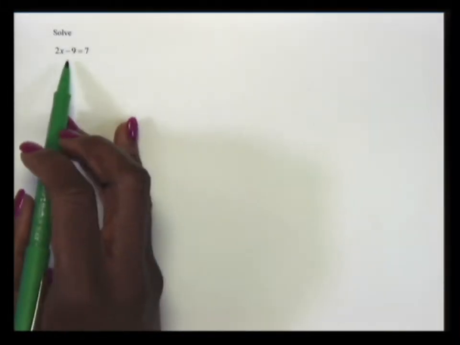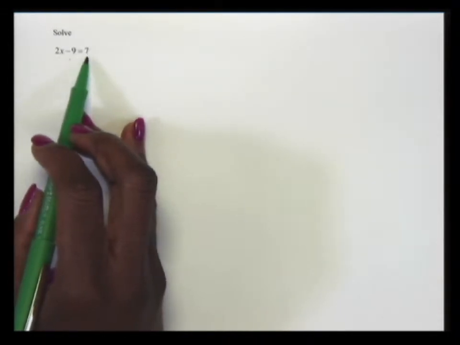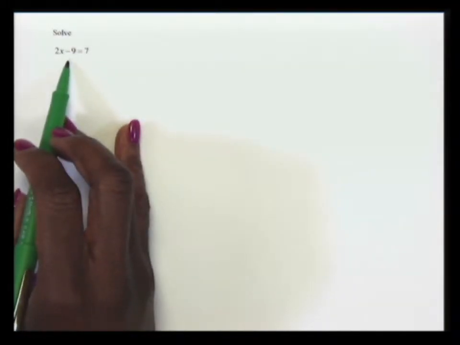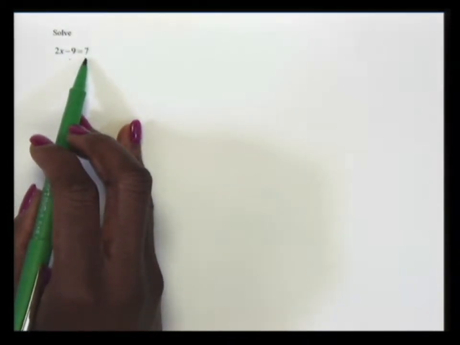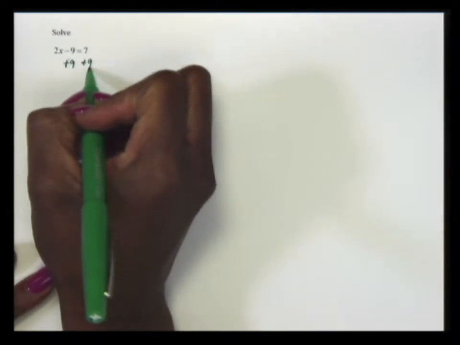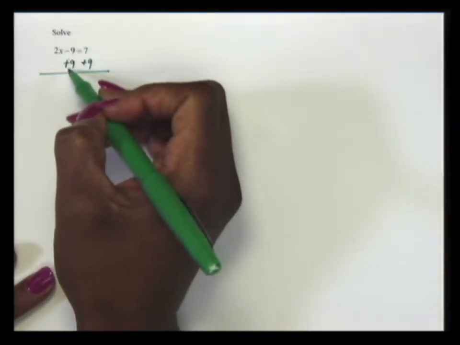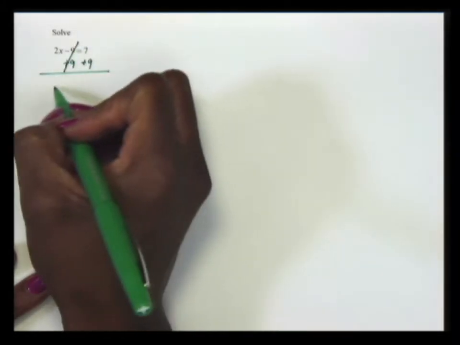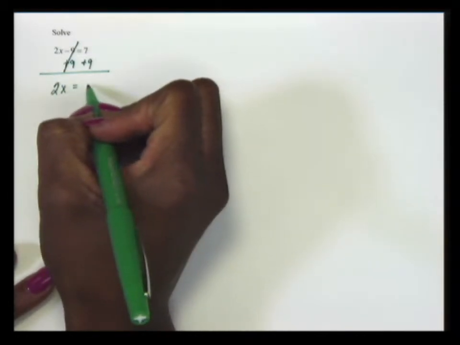Here, for this problem, we are solving the equation 2x minus 9 equals 7. To solve, we have to move the constant term to the same side of the equation with the other constant term. So we'll move the minus 9 over to the right side with the 7. To move the minus 9, we will have to add 9 to both sides. Remember, adding the 9, we have negative 9 plus 9 on the left side, so that becomes 0. On the left side, we have 2x, and it will equal 16.